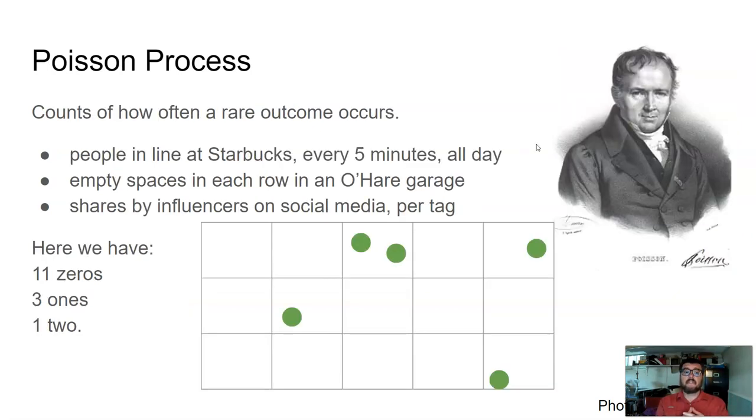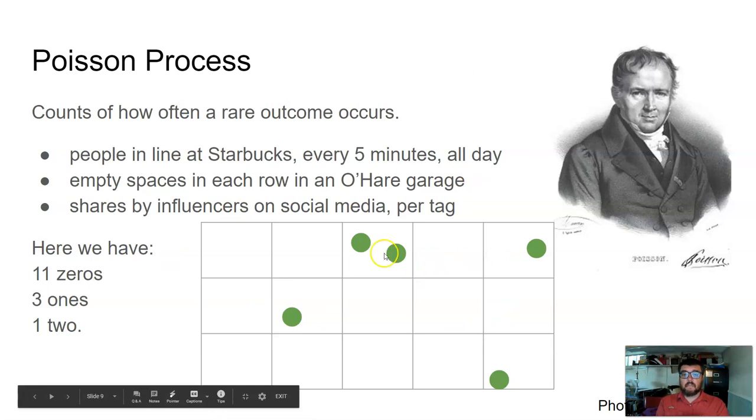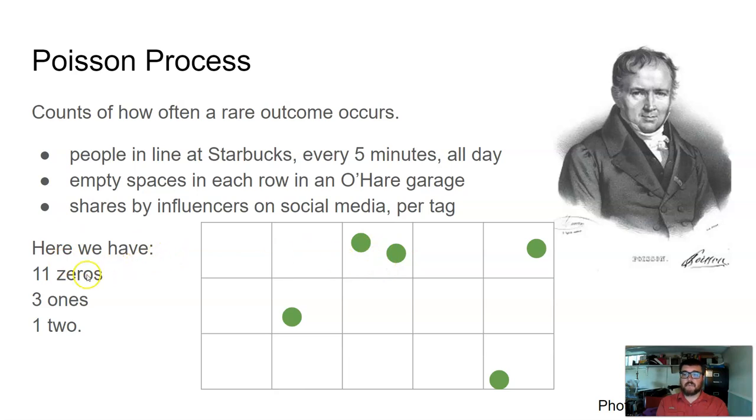Another kind of process is commonly known as a Poisson process, named after Joseph Poisson. And a Poisson process is a count of how often or how frequently a rare outcome occurs. So this happens classically in the spatial distribution of uncommon things like rare plants or geological deposits, like if you're looking for oil. So you put a grid down and you count how many times the thing you're looking for occurs in each grid cell. Most of the grid cells are empty, but a couple of them have one thing in it, and then by chance this one has two. So this would be a Poisson distribution with 11 zeros, 3 ones, and a single 2.